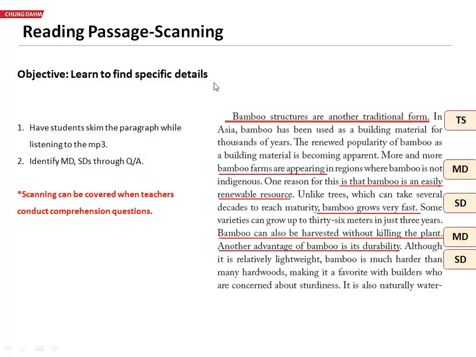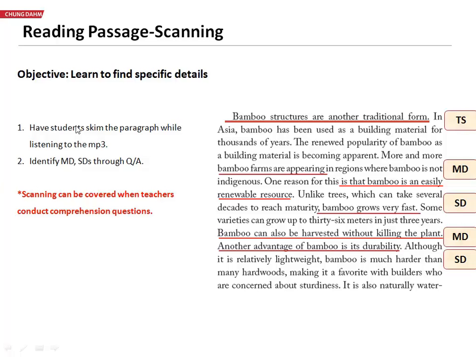So ask them, okay, what do you think our topic sentence is? And 90% of the time, this is going to be the first sentence for April. And quite often, it's the first sentence in other readings as well. So after they've identified the topic sentence as part of skimming, they can move on to scanning.